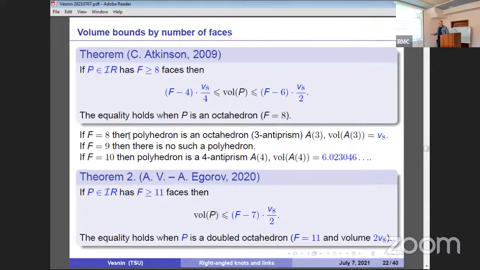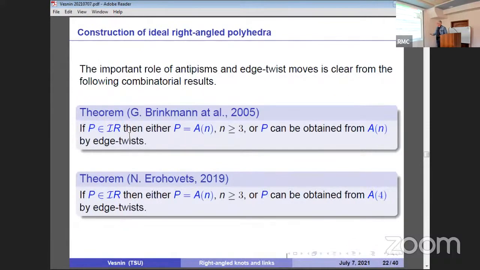So we discussed antiprisms and the twist transformation. The next result is due to people from graph theory, Brinkmann and his colleagues. He considered the same family of graphs, and they proved that you can obtain polyhedra from our family, ideal right-angled ones, from antiprisms and H-twists. So any polyhedron is either an antiprism or obtained from an antiprism by some finite number of H-twists.